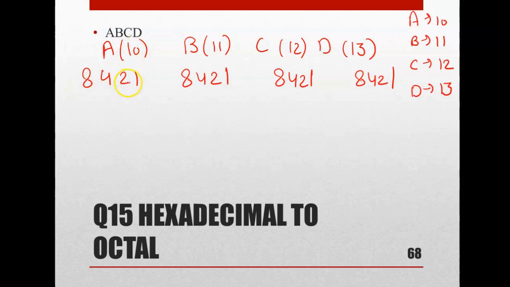So 8 plus 2 is 10, okay? So this is 1, 0, 1, 0, rest you fill 0. 11 is 8 and 2, 10 plus 1, 11. So this is 1, 0, 1, 1. Then you have 12 here. So 8 and 4, 12. So this is 1, 1, 0, 0. And then you have 13 here. So 8 and 4, 12 plus 1, 13. 1, 1, 0, 1. So let us start forming the group of 3.